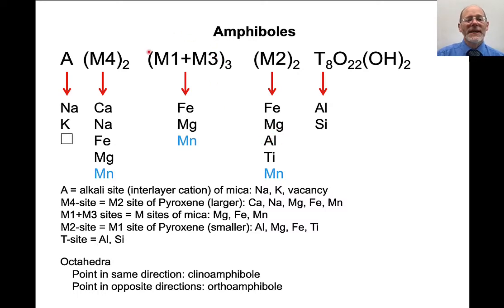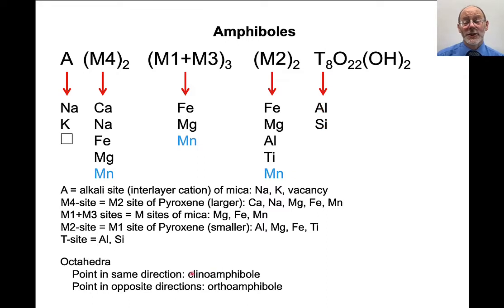This intermediate octahedral site, there are 3 of these. This is inherited from the mica component, and it typically takes iron and magnesium and can also take some manganese. And then this tetrahedral site can take aluminum and silicon.